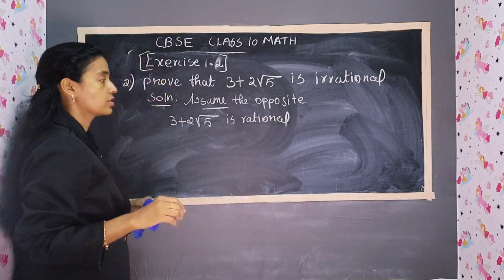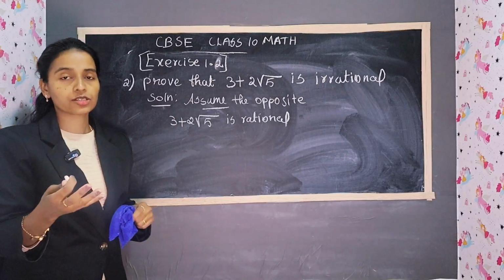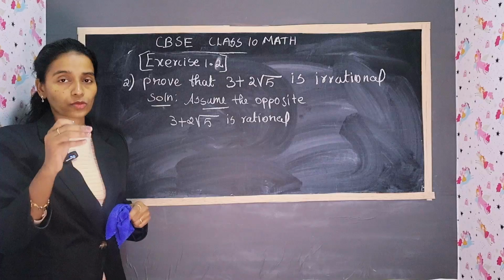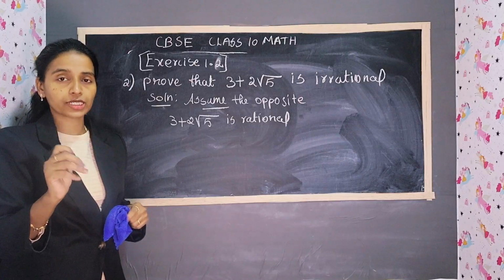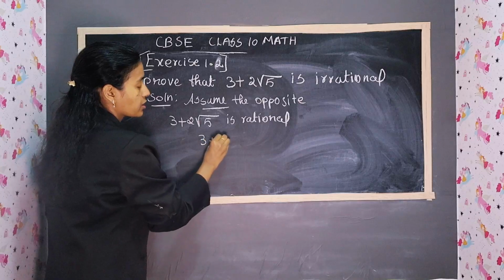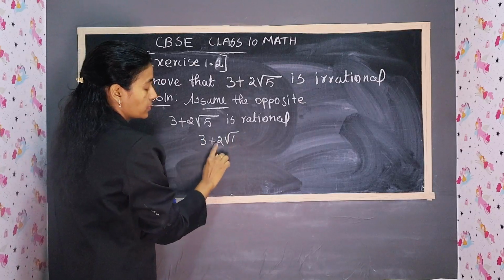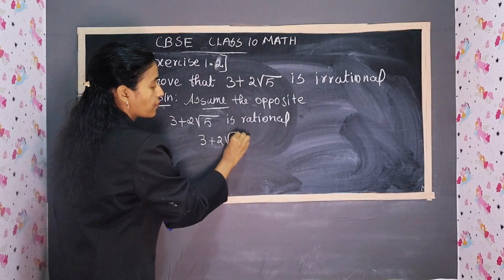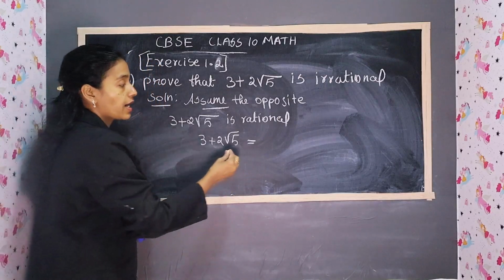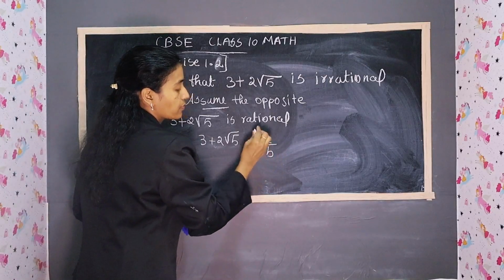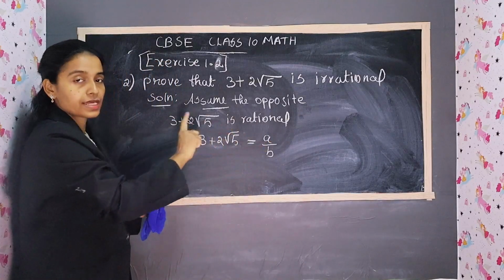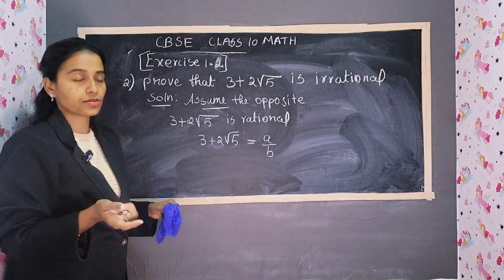Rational. So, any rational number can be written in the form of a fraction, right? Fraction means one numerator will be there and one denominator will be there. So, I can take 3 plus 2 square root of 5 equal to any fraction. I am taking 2 letters for representing any kind of fraction, A and B. You can take any letter.